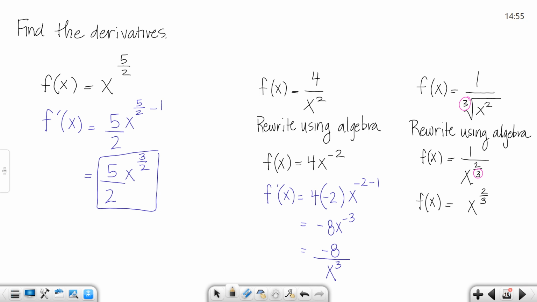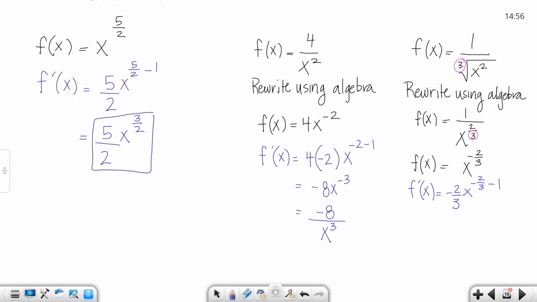Well, if I move across the division bar, I change the sign. So now that's my algebra step. I've rewritten it in a usable form, so now I can just take the derivative. I'm going to bring down a negative 2/3 exponent, and I'm going to decrease negative 2/3 by 1. So I get negative 2/3 on the front, and negative 2/3 minus 1 would be 3/3. So negative 2/3 minus 3/3 would be a negative 5/3.